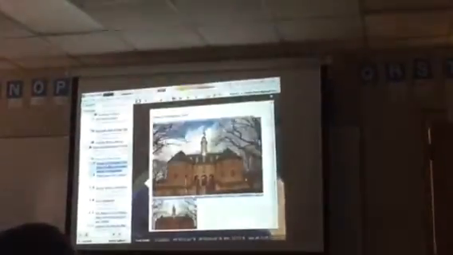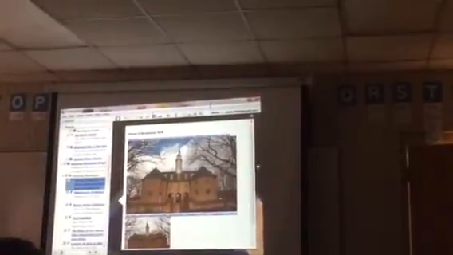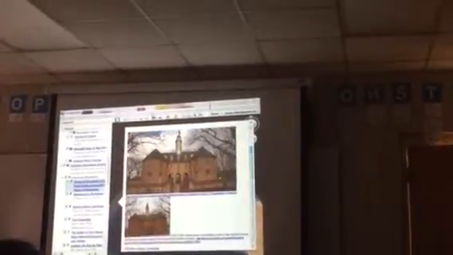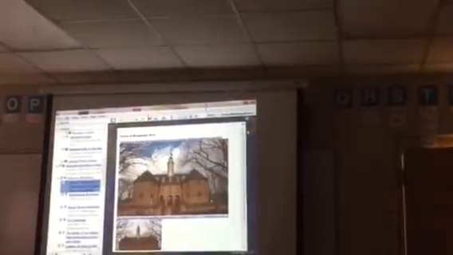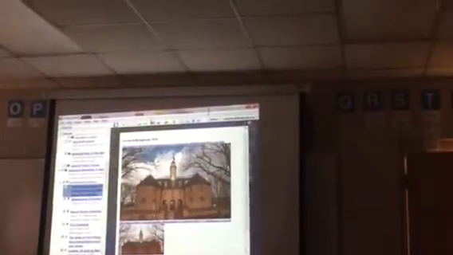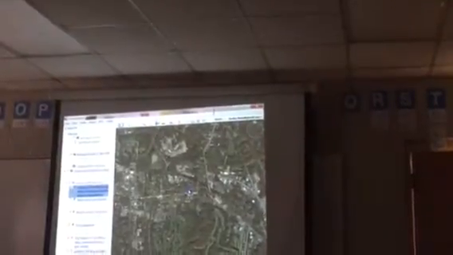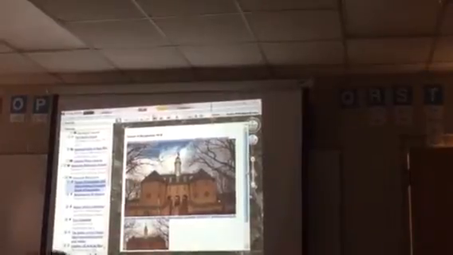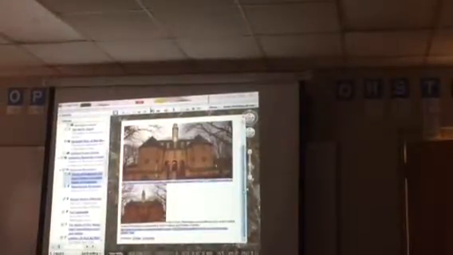The first place we're going to travel to is the House of Burgesses. You'll see that there's information about the House of Burgesses. It's going to fly us to that location. You can click up here and actually see where it's pinpointed. This is what it actually looks like now. It's actually located still at the College of William and Mary.